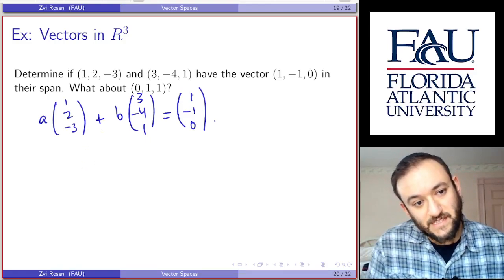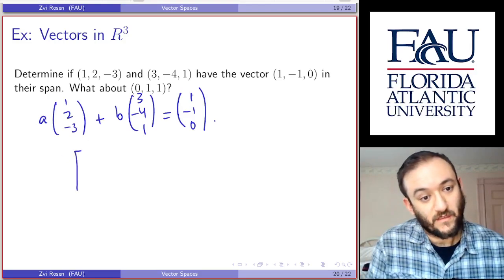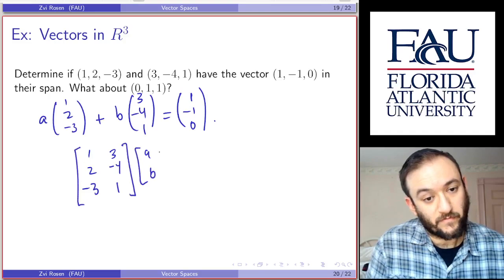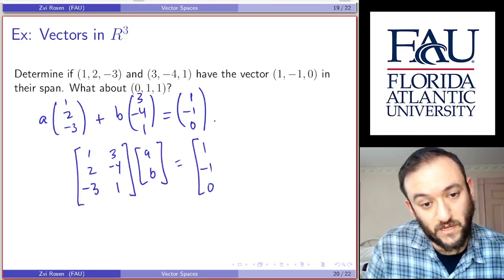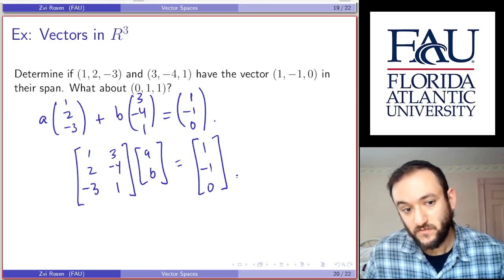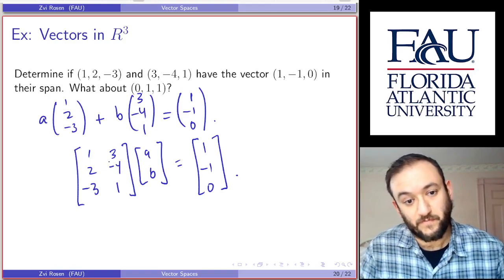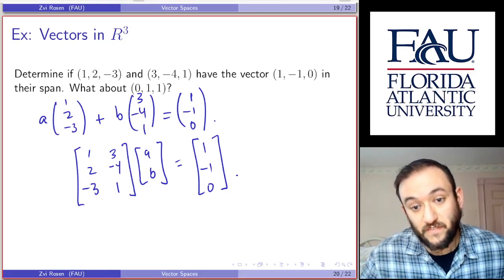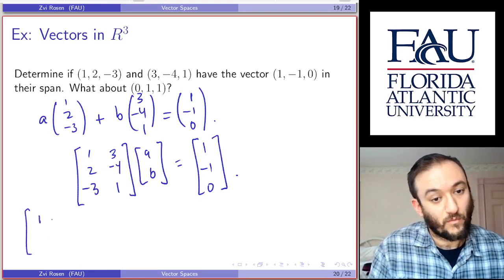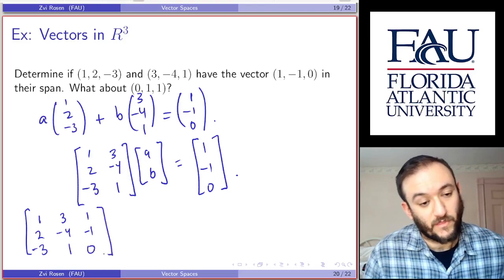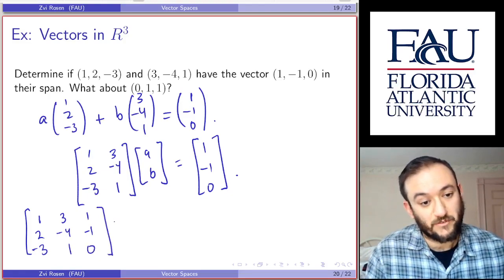One way to do this is to realize that this is actually a matrix multiplication. This is the same as the matrix with rows (1, 3), (2, -4), (-3, 1) times the vector (A, B) equals (1, -1, 0). One way to solve this would be to do row operations on the augmented matrix. So we could write 1, 3, 1; 2, -4, -1; and -3, 1, 0, and go ahead and do matrix row operations here.